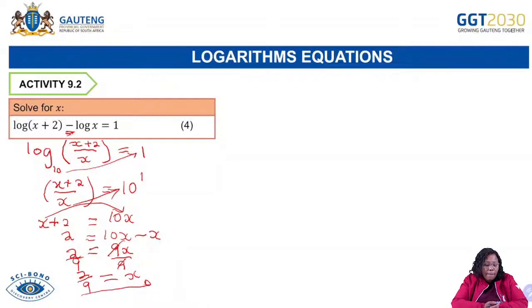Allocation of marks will be for applying the rule that subtraction will end up being a division. That is the first one. Mark number 2 is for applying the changing of logs to its exponential notation. And then the third mark will be for simplifying by cross multiplying that. And then the last mark will be for the answer there. So that is your 4 marks allocation, grade 12.